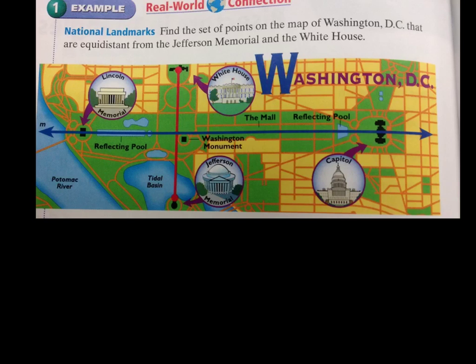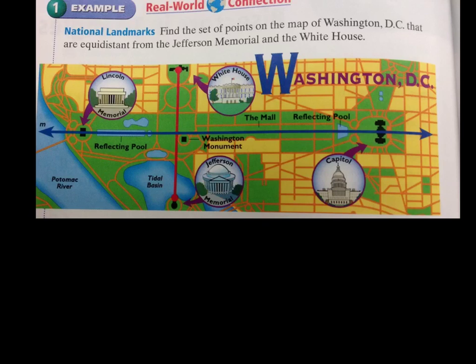In example 1, we've got a map of Washington, D.C. Washington, D.C. was a very well planned out city before it was built. Most cities just sort of pop up and grow at random, but Washington, D.C. was planned out before things were built.